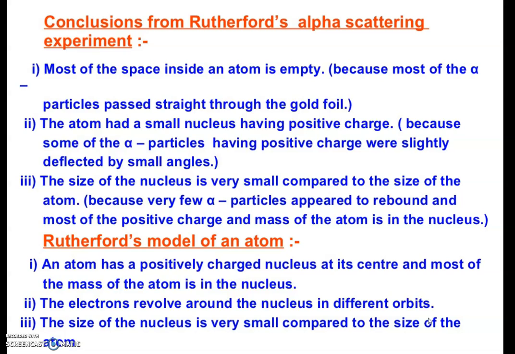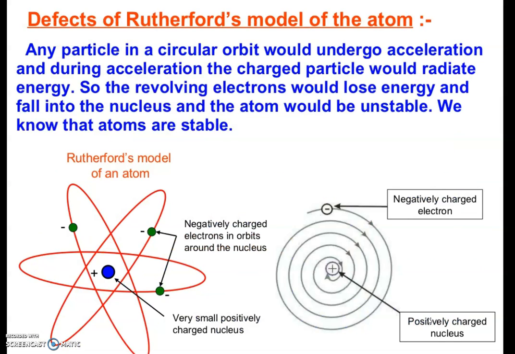So what is the model? He said that most of the space inside an atom is empty. Why? Because most of the particles moved without any deviation. So most of the part will be empty. An atom has a very small nucleus, and the nucleus is very small compared to the size of the atom. And the nucleus is positively charged. These are the conclusions. And what is the Rutherford model of an atom? He said that an atom has a positively charged nucleus at its center and most of the mass of the atom is in the nucleus. And electrons revolve around the nucleus in different orbits. The size of the nucleus is very small compared to the size of the atom. This is the Rutherford model of atom.